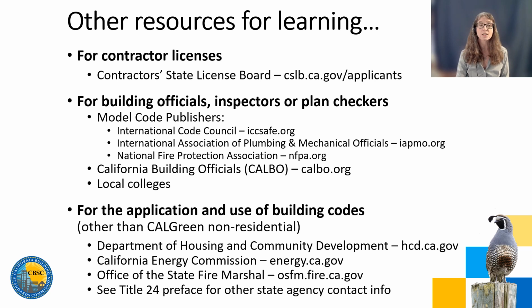Finally, other state agencies can provide information about their areas of expertise and code development. For instance, the Department of Housing and Community Development is responsible for residential building codes, including residential CalGreen requirements. The California Energy Commission is responsible for the energy codes in Part 6 of Title 24 and certain energy-related voluntary measures found in CalGreen. And the State Fire Marshal is responsible for all fire and life safety regulations throughout Title 24. You can find a list of agency contact information in the preface of each part of Title 24.